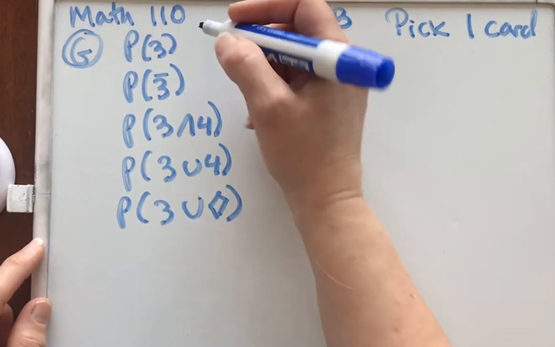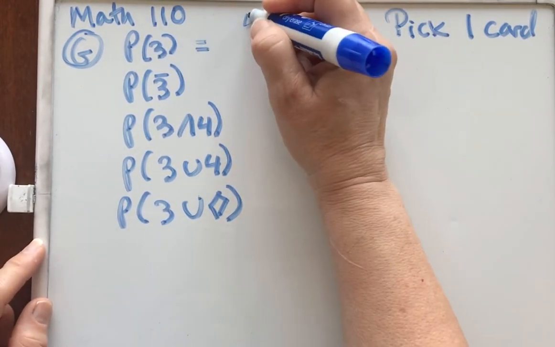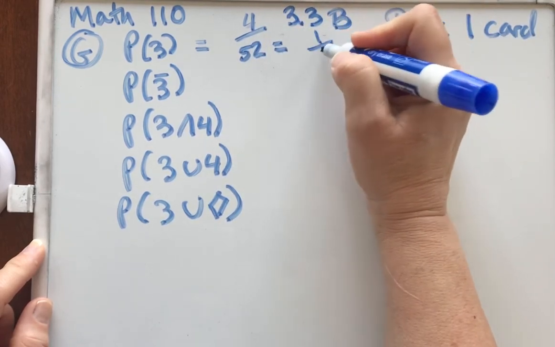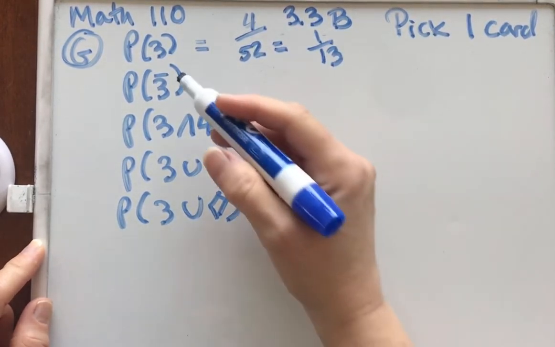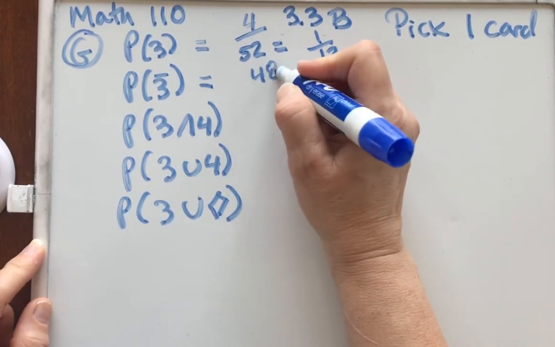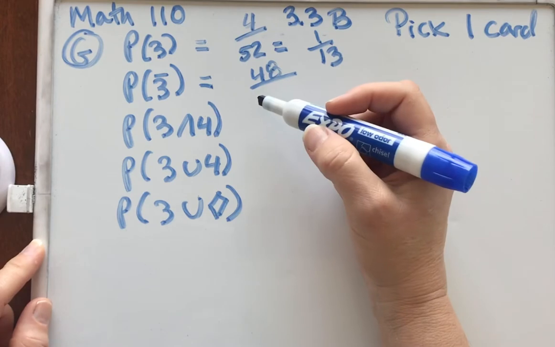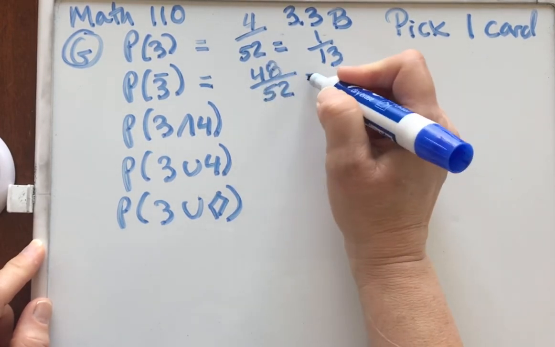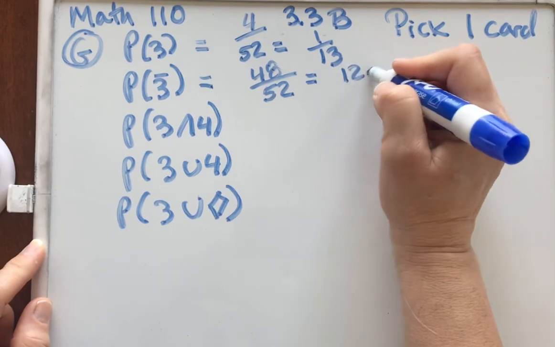Probability of getting a 3. Well, we have 4 3s in a deck of cards out of 52 cards, and that reduces to 1/13. Probability of getting not a 3. Well, there's 48 not 3s. We just subtract the 3s out of the cards and we get 48 cards left. And 48 out of 52 we reduce is 12 out of 13.